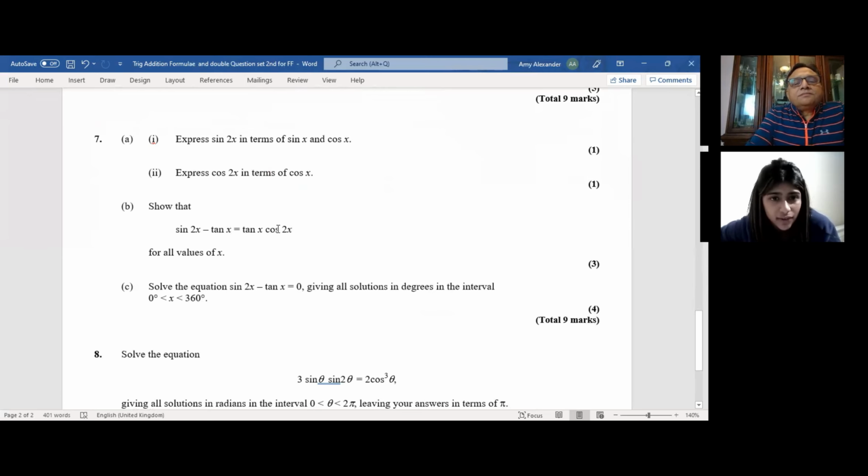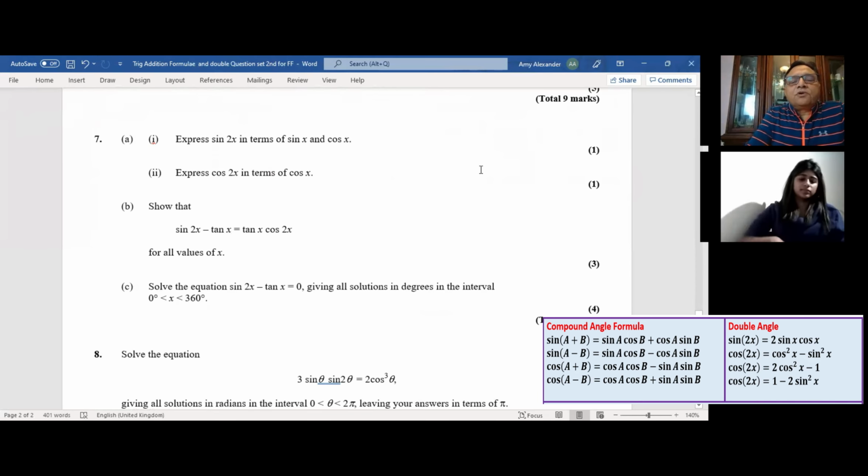Oh yeah. So write sin 2x in terms of sin x cos x, that you know is 2 times sin x cos x, which we did earlier. And write cos 2x in terms of cos x, we just did, right? 2 cos squared x minus 1. Correct. And show that this equals tan x cos 2x. So did you do this part? Sin 2x minus tan x?